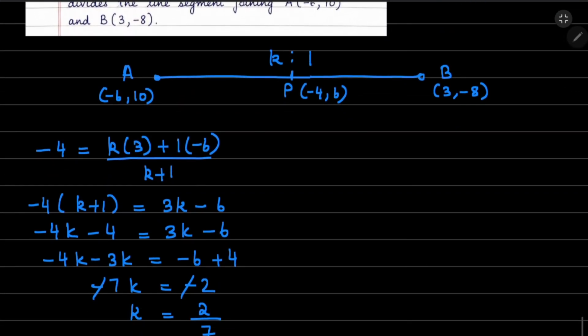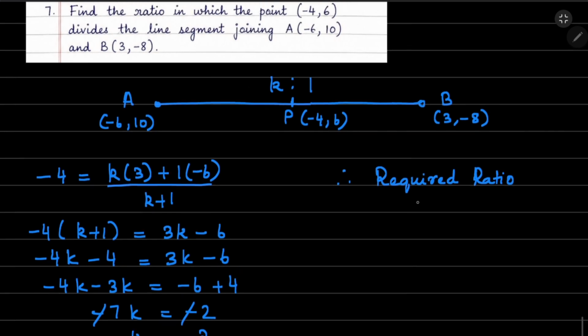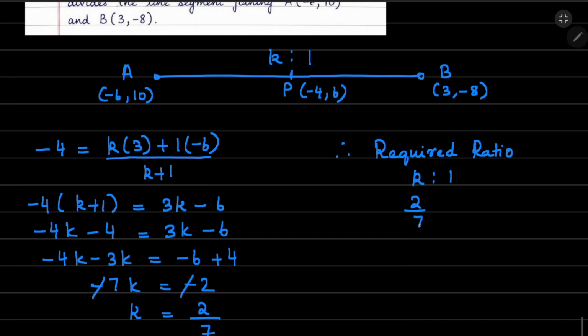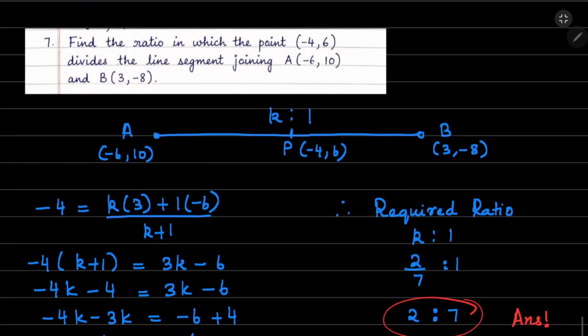Right? So therefore, the required ratio in which the point minus 4, 6 divides AB is nothing but k:1. k is nothing but 2 by 7 is to 1, or you can write 2:7, and that's your answer. Right? So easy. It could be asked for a 2 or 3 mark question.